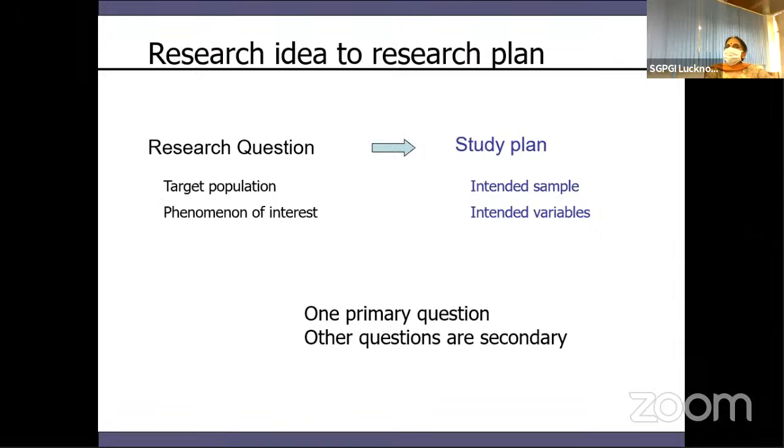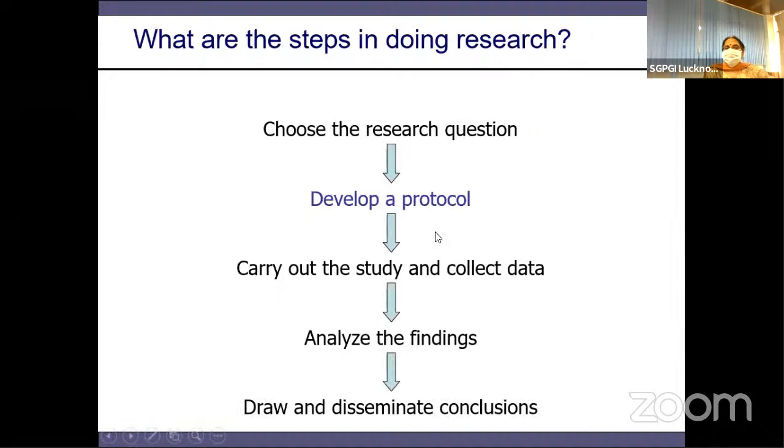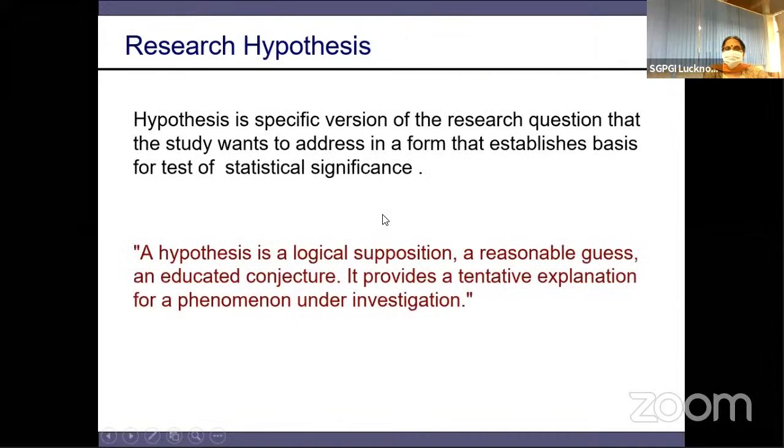Other questions are always secondary. If you calculate your sample size based on 7 questions, then you have to take the largest sample size. So always have one primary question in your study. So now you've had your research question made, you now need to develop a protocol.